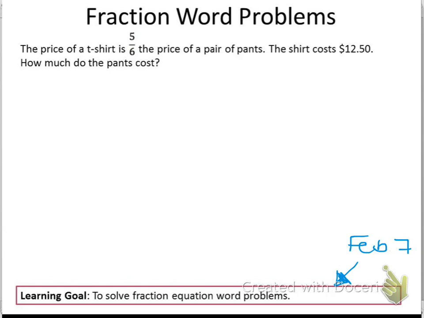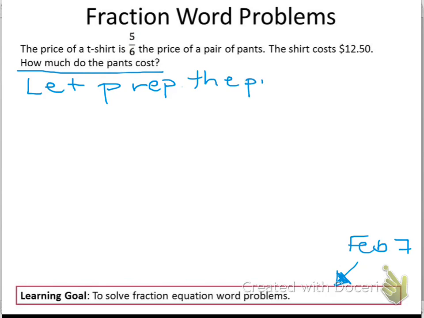To solve this problem, we first need to write it as an equation. Before we can even write it as an equation, we need a variable. Our variable is going to represent how much the pants cost, because that's what the question is asking us to find. So I'm going to write let P represent the price of the pants.